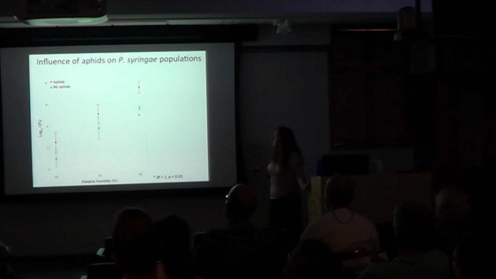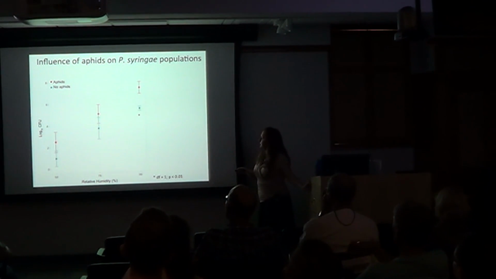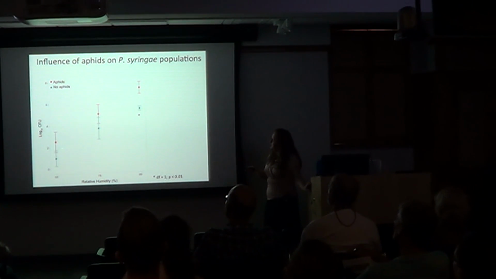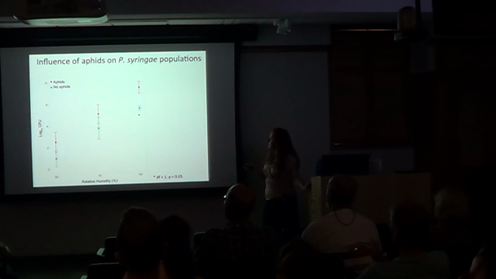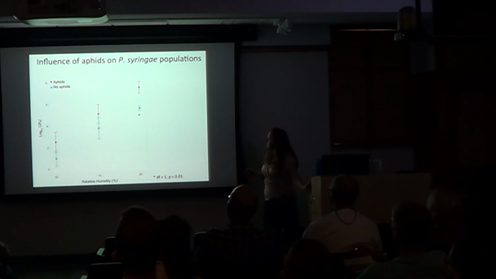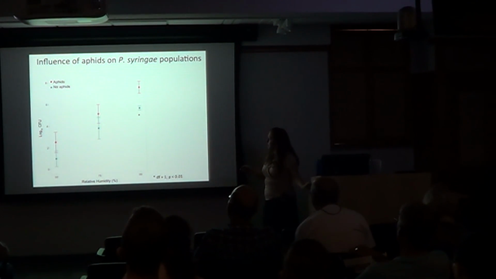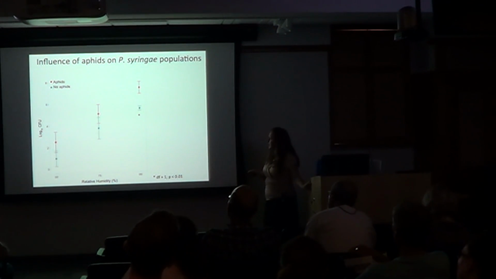So this is just the results of one experiment, so it's still a bit preliminary. But as you can see, the bacterial numbers were higher at all humidities when aphids were present. At the very high humidity, it was actually significantly different, and at 50% and 75% humidity, there was overlap in the ranges. There's a fair amount of variation in the population size from leaf to leaf or plant to plant. But actually the means are quite different. This is a log scale, so there's a high amount of difference there.